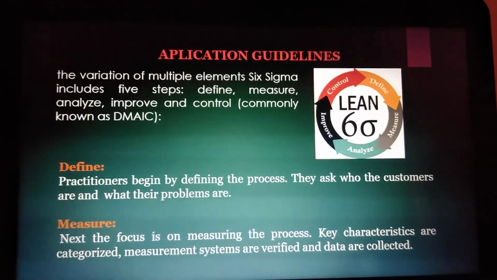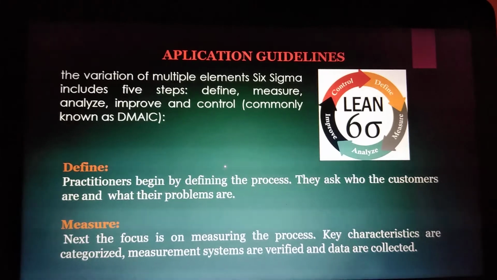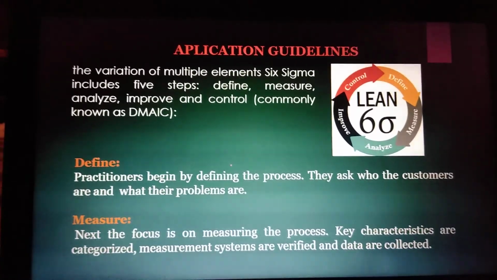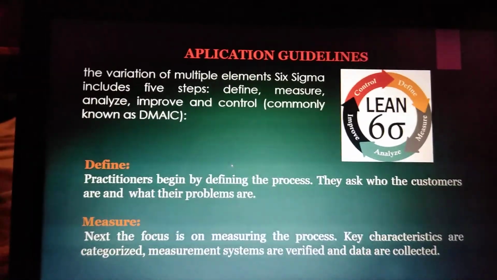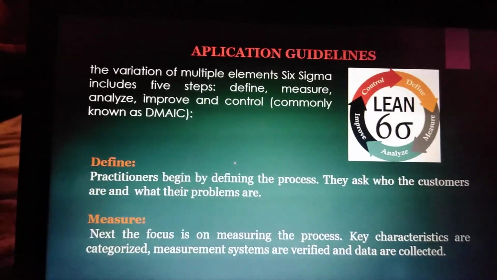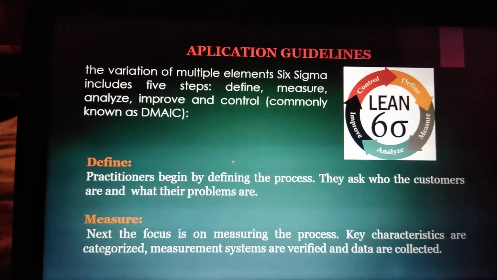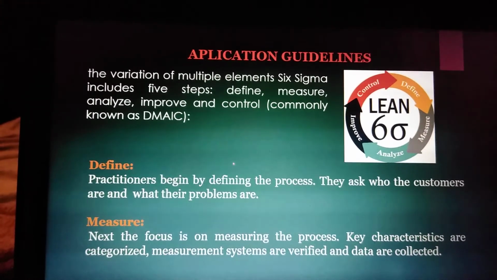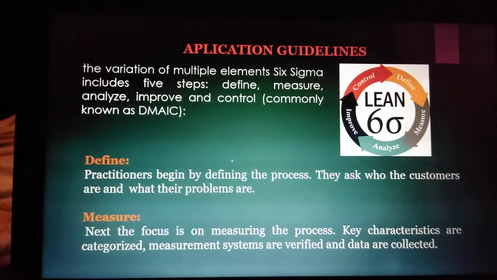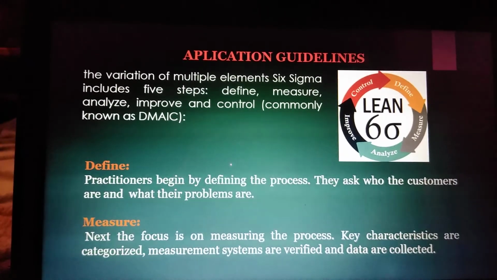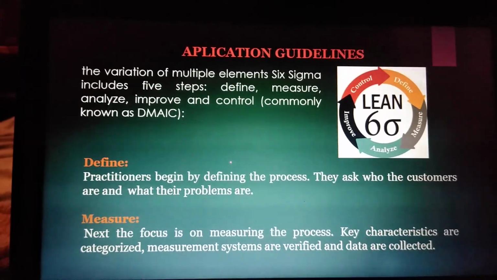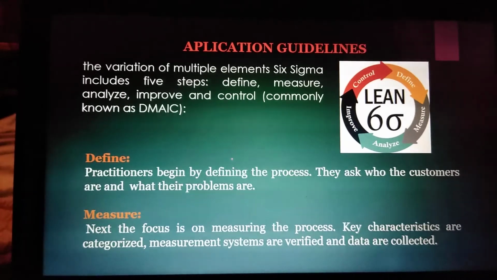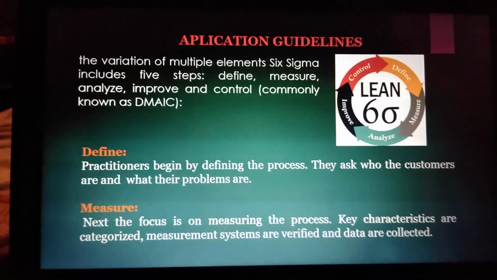Application guidelines. Six Sigma includes 5 steps: define, measure, analyze, improve, and control, commonly known as DMAIC. Define. The practitioner begins by defining the process. They ask who the customers are and what their problems are.